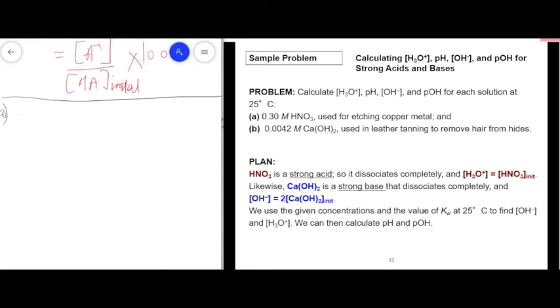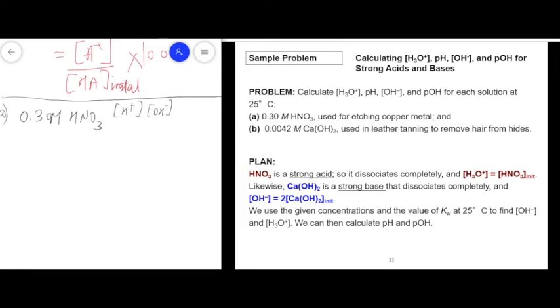The question says we have 0.30 molar HNO3. The question is to figure out the H ion concentration, OH ion concentration, pH, and pOH. All these we have to solve for a solution of nitric acid. Now, the first thing that we always ask whenever the question is something like this is, is it a strong acid or is it a weak acid? So we know nitric acid, HNO3, is an acid. Now, is it a strong one?